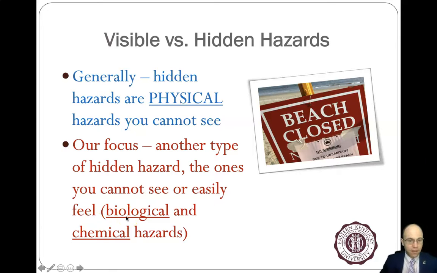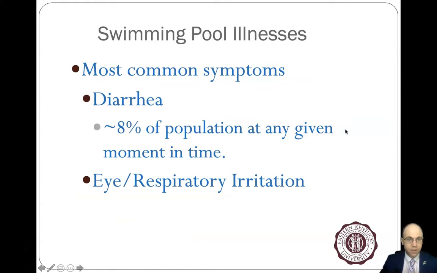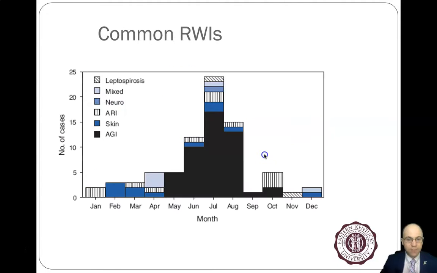One could be ultraviolet light. Sometimes, though, we have biological and chemical hazards that are not always apparent. Those are what result in the beach advisories. The most common symptom of illness from swimming that is from those biological factors is diarrhea. It could affect as much as 8% of the population during the summer months, as well as eye and respiratory irritation. So some questions here.